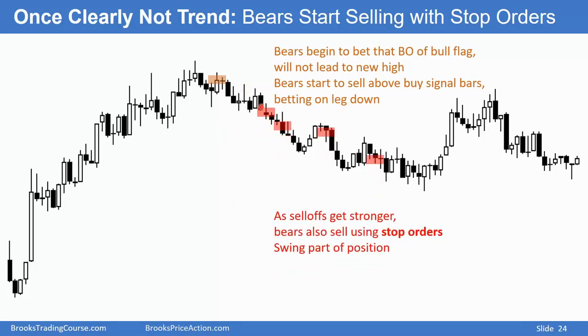As the sell-off gets stronger, bears become more aggressive. Here's a bear bar and a follow-through bar. They might sell that close. They might sell below this inside bar. We're trying to reverse up, but a small reversal and a lower high. They'll sell below that bar, betting that the bear swing will continue down. 2 small legs up, 1 pullback 2. They'll sell below that bar.